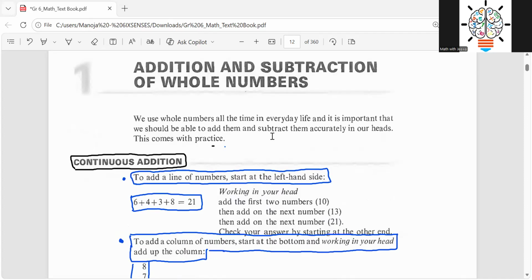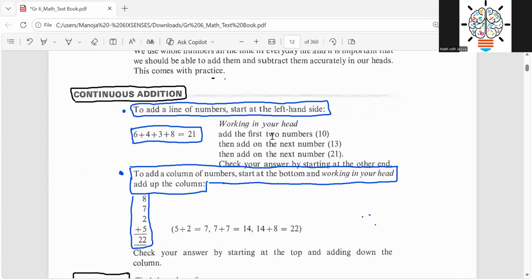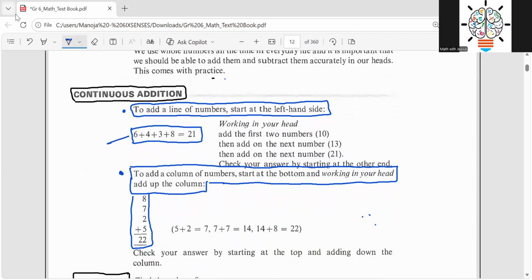The first thing: when you want to add something, sometimes you come across the numbers as a line, or sometimes as a column. If you come across numbers to add as a line, you start from the left-hand side. That means you start from here. 6 plus 4, 10. 10 plus 3, 13. 13 plus 8, 21.